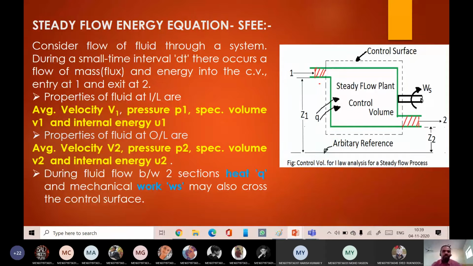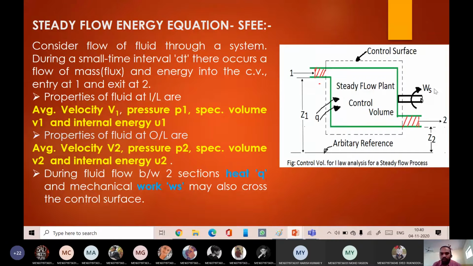So in the steady flow energy equation, let us consider a control surface. Here 1 is the inlet of the control volume and 2 is the outlet. 1 is the entry and 2 is the exit. Right now we are discussing an open system. For a flow process, both heat and mass can cross the boundary.